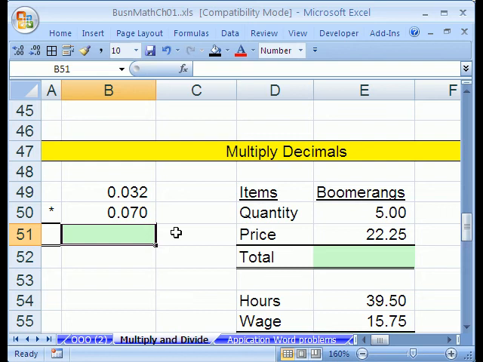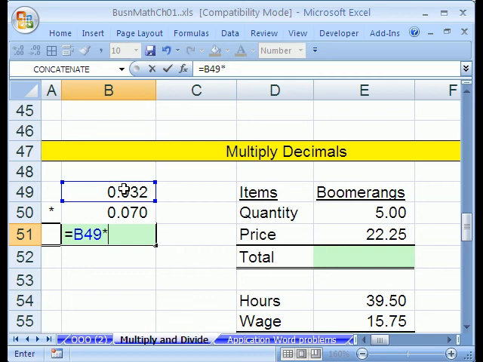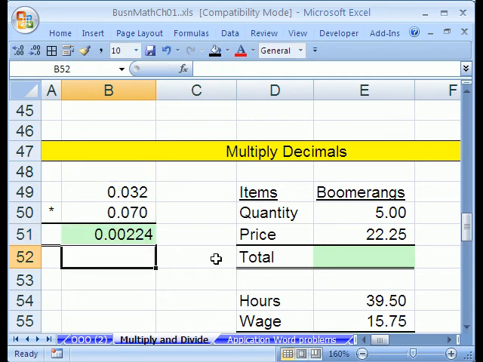If we don't have to worry about rounding, then we just simply multiply them, right? Equals this times this. And there it is.